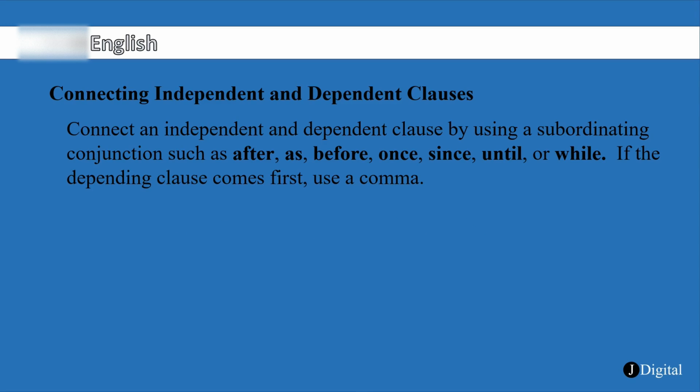So another way to connect an independent and dependent clause is by using a subordinating conjunction such as after, as, before, once, since, until, or while. But if the dependent clause comes first, we need to use a comma. So for example, after checking her bank balance, Mary went to the store. If the dependent clause comes first, you need to put a comma after it, then the independent clause. After checking her bank balance, comma, Mary went to the store.